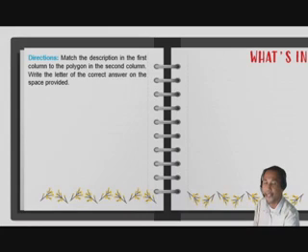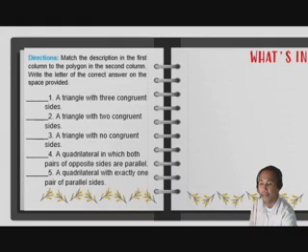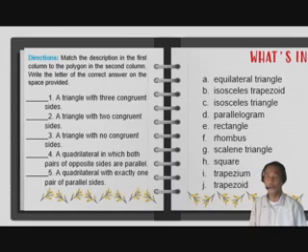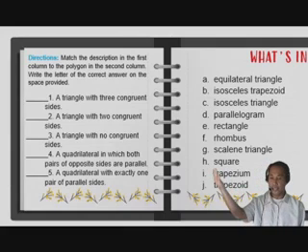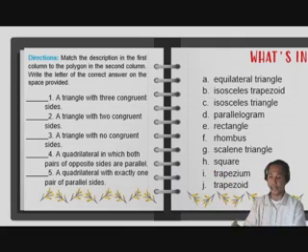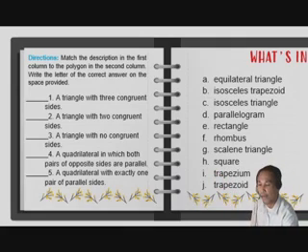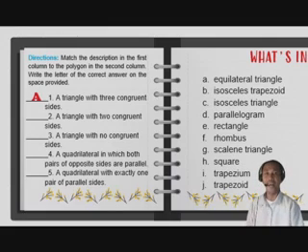First, let's have a short review of our past lessons in math. We have here a matching type. Okay. So, 10 problems. You are going to select what letter matches from the first column to the second column. Okay, the first one, a triangle with 3 congruent sides. What is our answer for that? Tama ang sagot ninyo. Letter A. That is equilateral triangle. Okay?